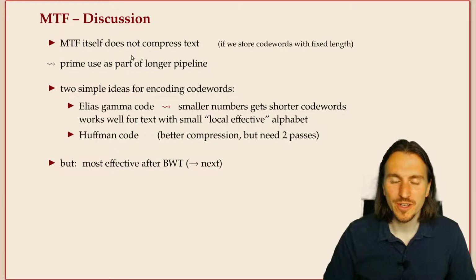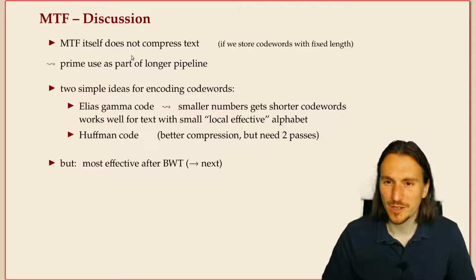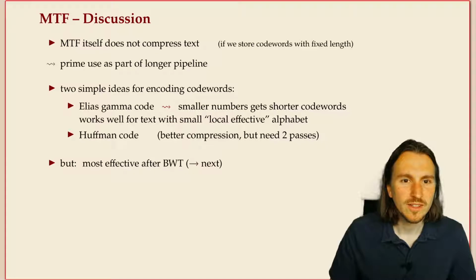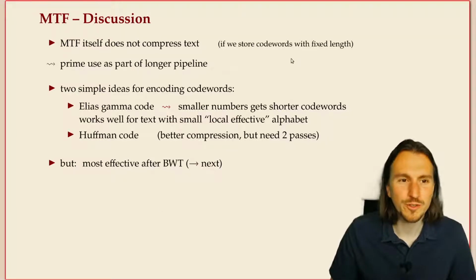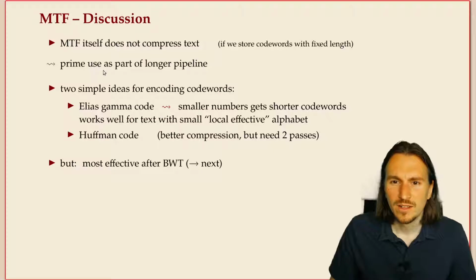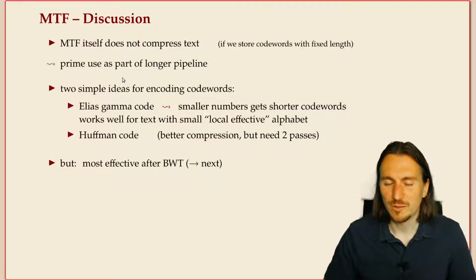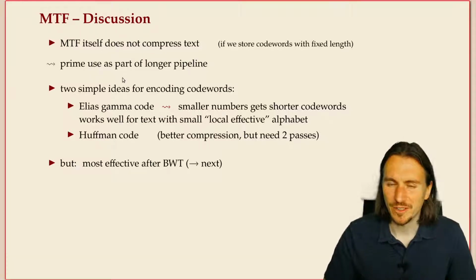As I mentioned before, move to front doesn't really compress. That's why it's called a text transformation. It doesn't really make the text itself shorter, but it allows for other methods to work better. It's basically used as part of a longer pipeline. In isolation, it doesn't really do a lot of good.